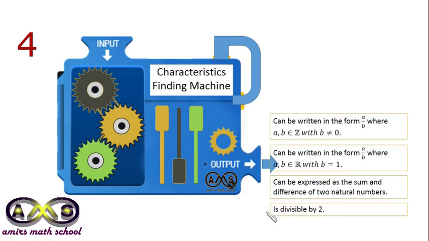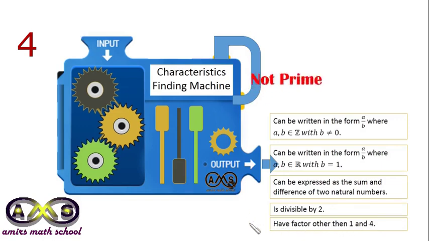Again, the input number is divisible by 2. So with this condition, we can say the number is even. It has a factor other than 1 and 4; there is another factor, that is 2. So other than 1 and 4, there are some factors for the number, so the number is not prime.